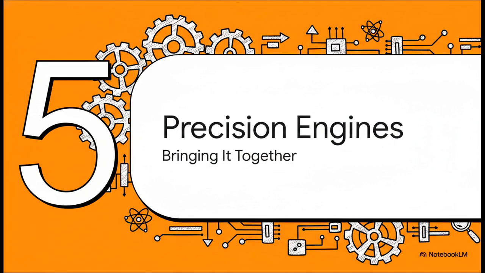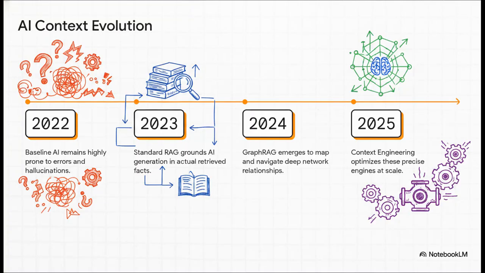And that brings us to our final section, Section 5, building precision engines. Let's see how this builds over time, because the rapid evolution of these AI engine upgrades is just staggering. Think back to 2022. We were dealing with baseline AI. It was amazing, sure, but super prone to errors. Then, by 2023, standard RAG came along and let us ground the AI in actual facts. Moving through 2024, GraphRAG emerged to map out those deep network relationships. And now, looking at 2025 and beyond, the entire focus is context engineering, optimizing these engines to run predictably at scale. Truly staying ahead of the curve means mastering these exact concepts.